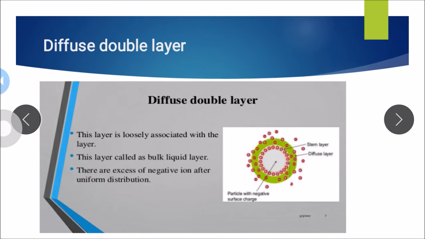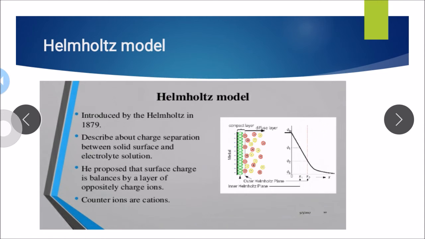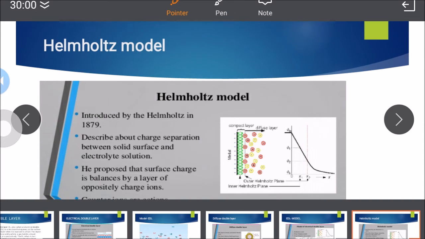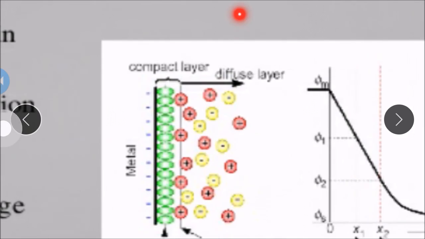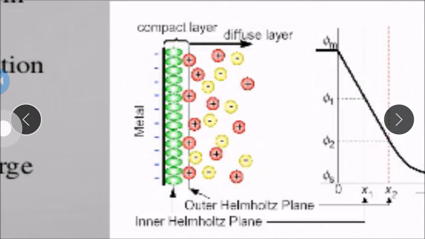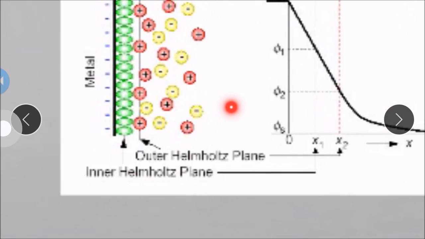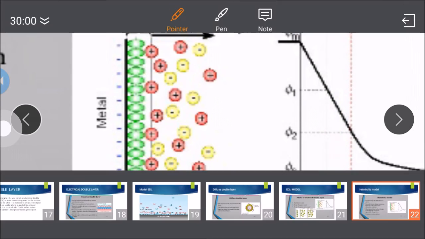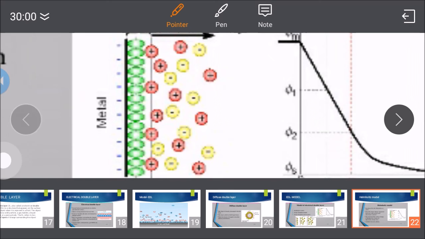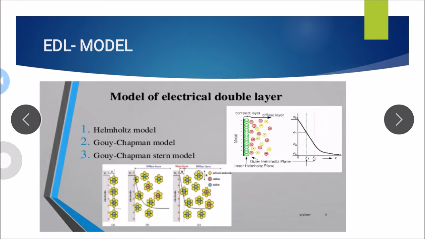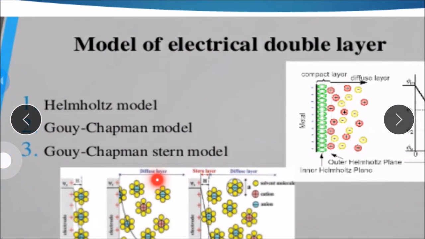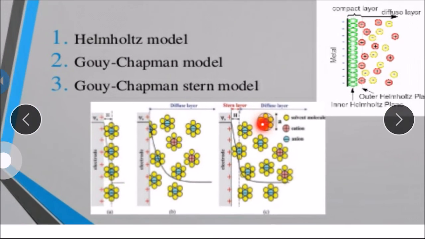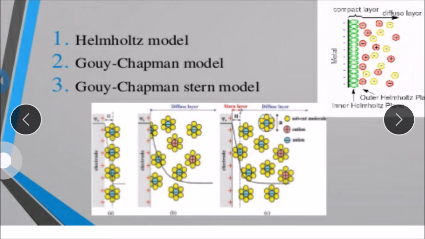Okay, so in the outer Helmholtz plane, after that there will be the diffuse layer. So this is one kind of model of the electrical double layer. There is the Helmholtz model, the Gouy-Chapman model, and the Gouy-Chapman-Stern model. So here we have different kinds of models.